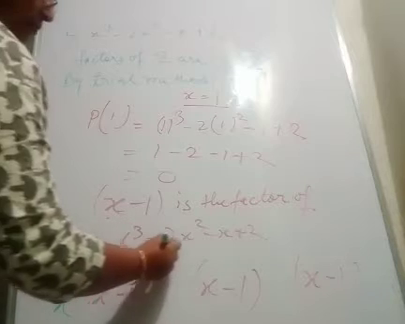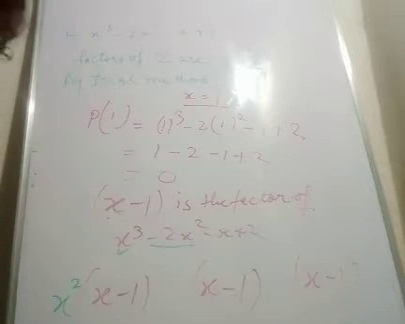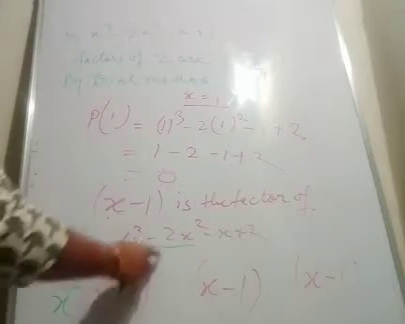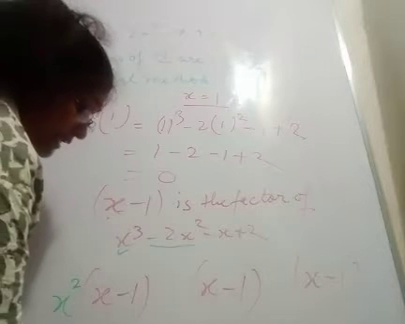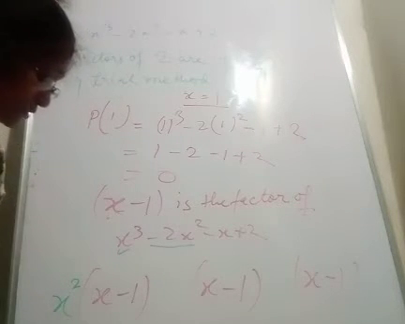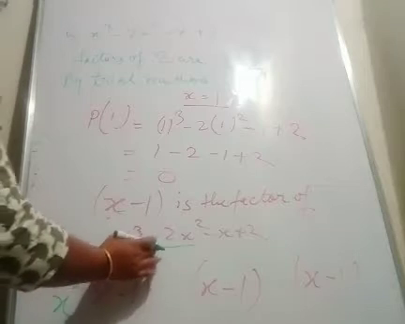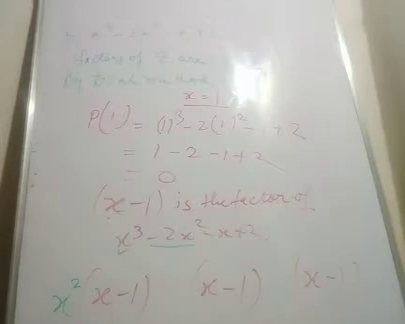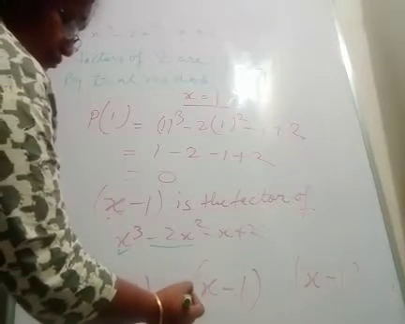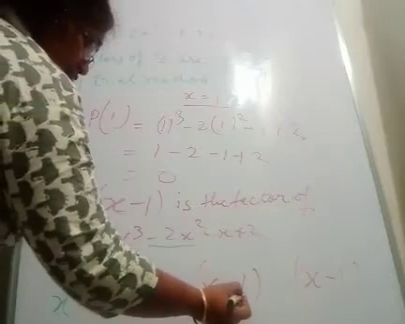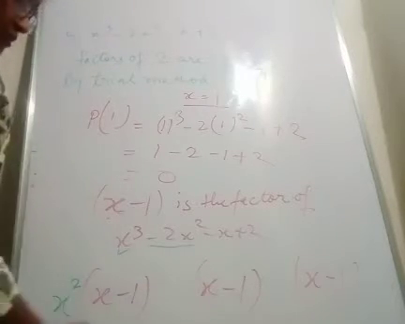But if x square is multiplied with minus 1, it will become minus x square. But here is minus 2x square. So what must be added to minus x square to get minus 2x square? Minus x square must be added to minus x square to get minus 2x square. Okay students, so what should be multiplied with x minus 1 to get minus x square?